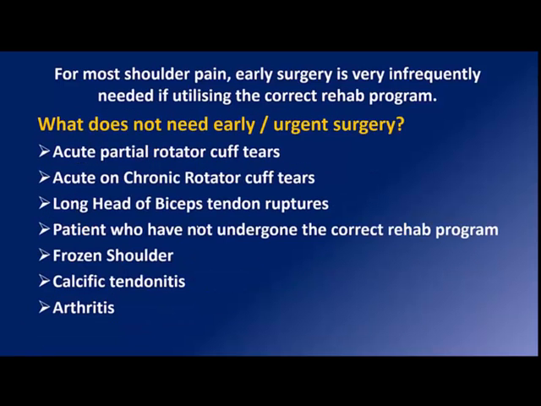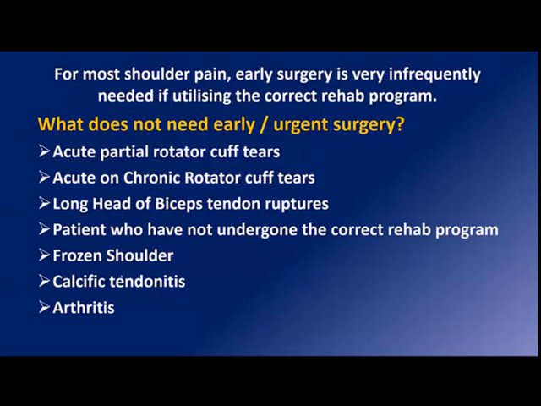Okay. So who doesn't need early, or early urgent, surgery? Well, I think acute partial tears don't need urgent surgery. I think acute on chronic tears can go through the right rehab program and not need urgent surgery. Long-headed biceps, again, often not needed at all, repairing those, but no rush. Those who haven't done the rehab program, so no rehab program, probably no surgery.